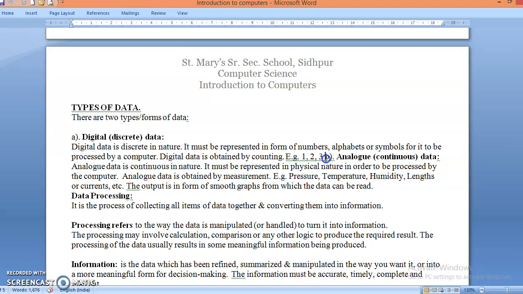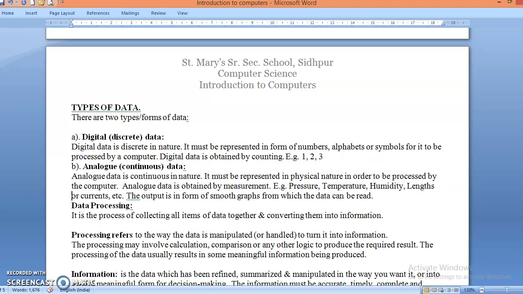And if we talk about analog data, it is continuous in nature. It must be represented in physical form in order to be processed by the computer. Analog data is obtained by measurement such as pressure, temperature, humidity, length, or current. The output is in the form of a smooth graph from which the data can be read. So analog data is in continuous form, not discrete. It is not a specific or particular value we are talking about when we discuss analog.